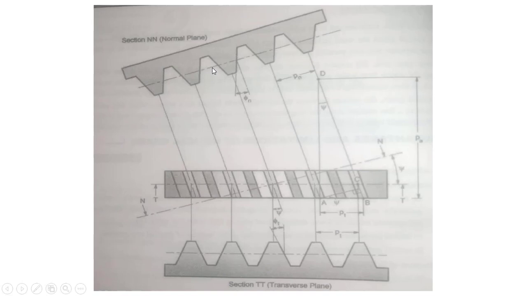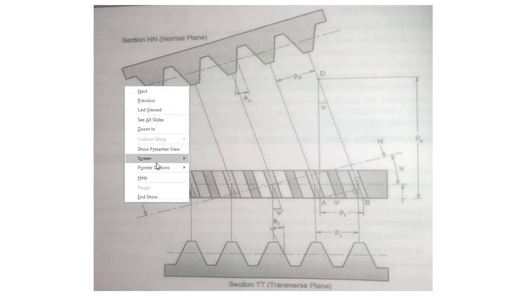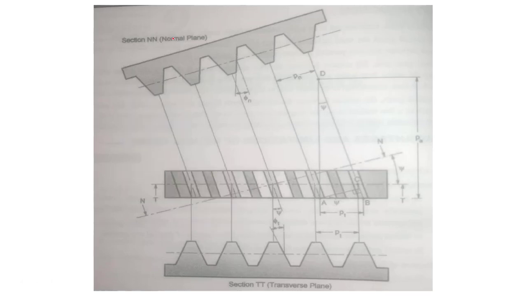So the enlarged view is shown here. This is the normal plane, and this is the transverse plane. This section is known as section NN, the normal section, and this is section TT, the transverse plane.